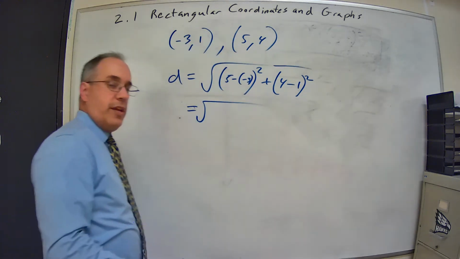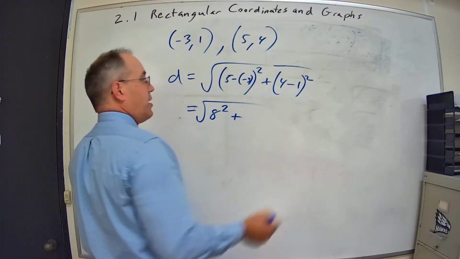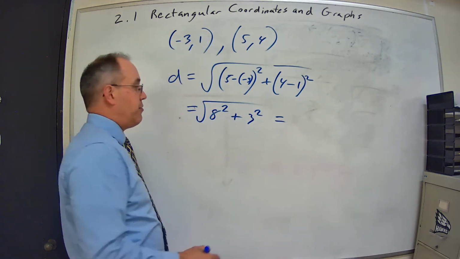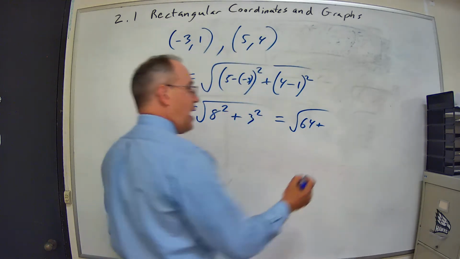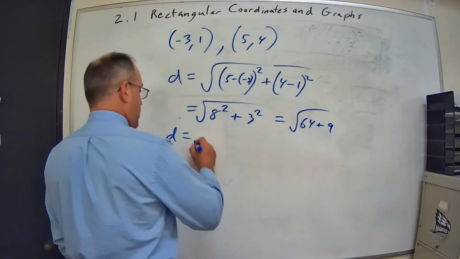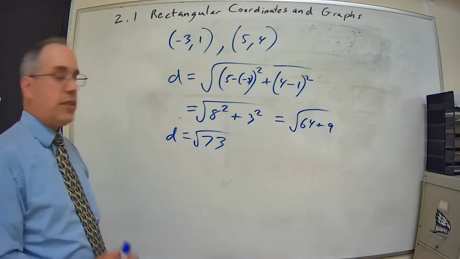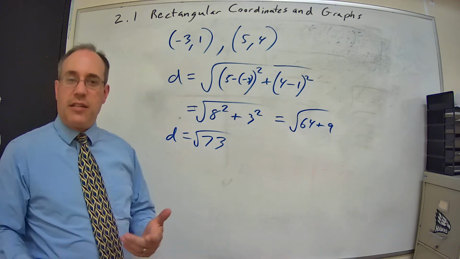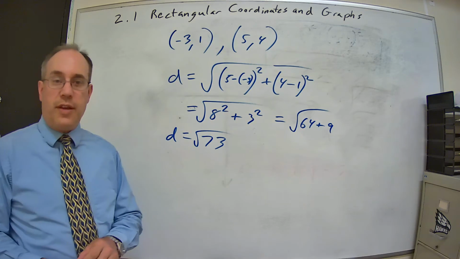5 minus -3 is 5 plus 3, or 8 squared. 4 minus 1 is 3, so 3 squared. 8 squared is 64. 3 squared is 9. So the distance is equal to the square root of 73. 64 plus 9 is 73, and I don't see that I can simplify that anymore. So there's our distance, the square root of 73.